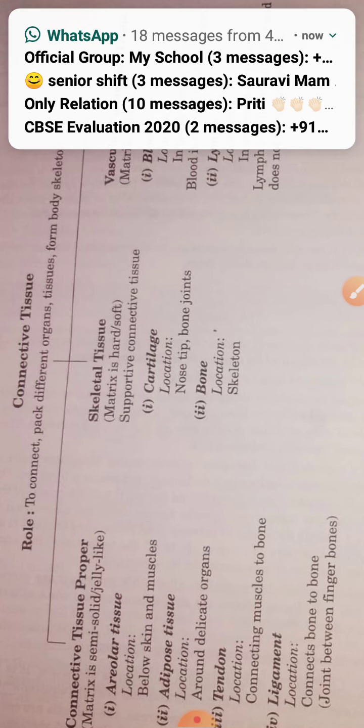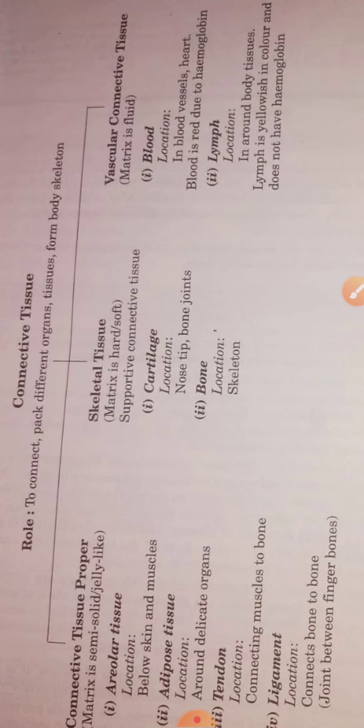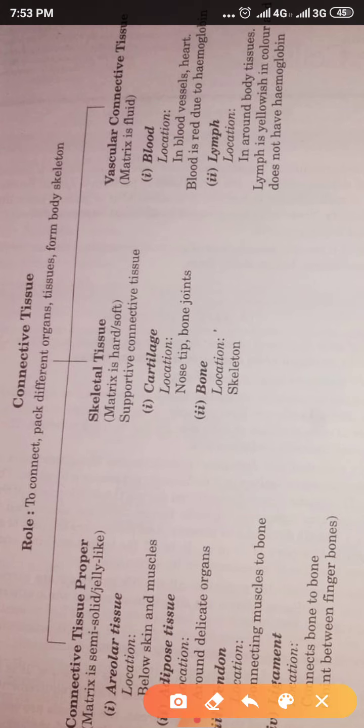First type we study is areolar tissue. Connective tissue proper has different types of cells. All the cells are not the same type, unlike epithelium. It has different types of cells.